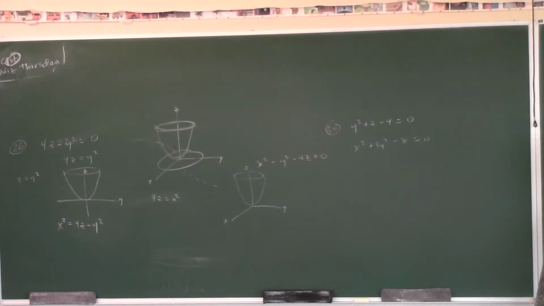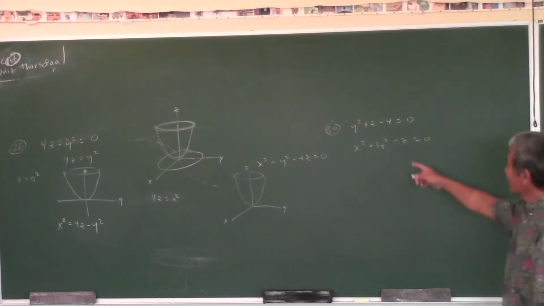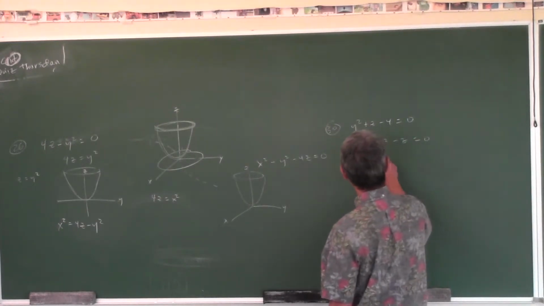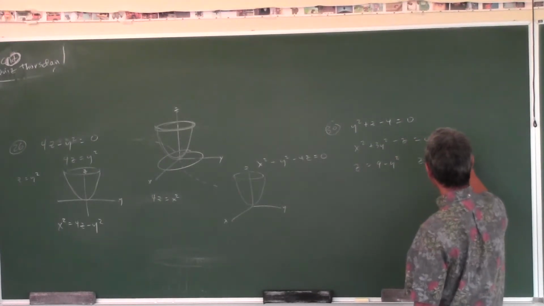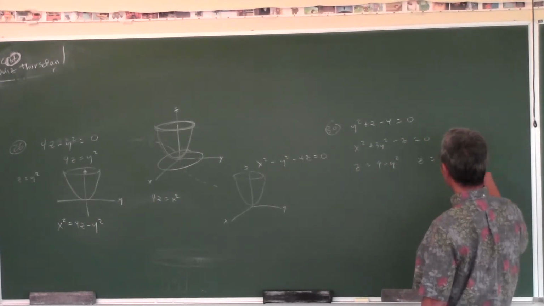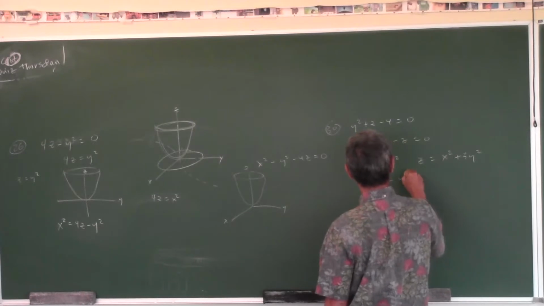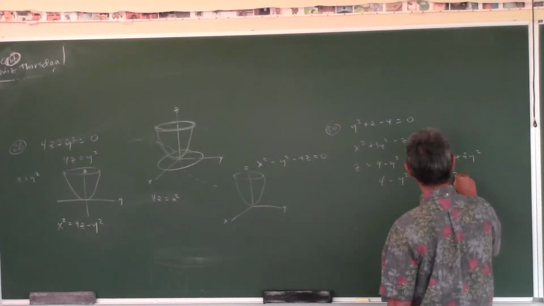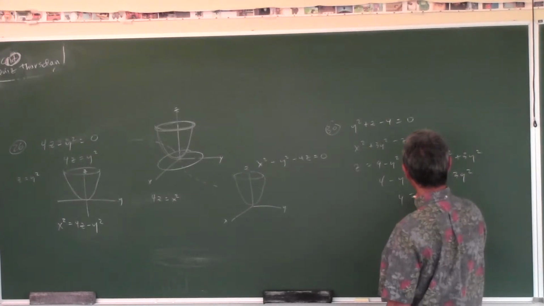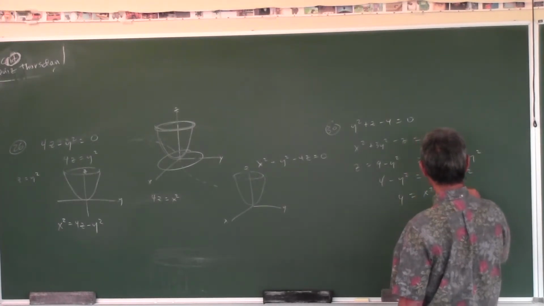What would you do? Wouldn't you equate the z's? You can solve for z in this equation. Z is equal to 4 minus y squared. Solve for z in this equation and you get x squared plus 3y squared. And then equate the z's. 4 minus y squared is equal to x squared plus 3y squared. And then you get 4 equals x squared plus 4y squared.